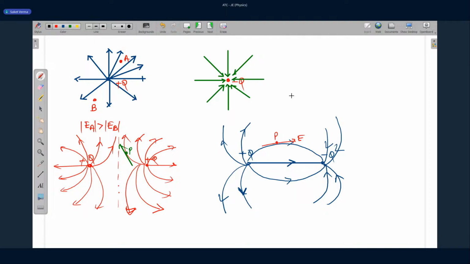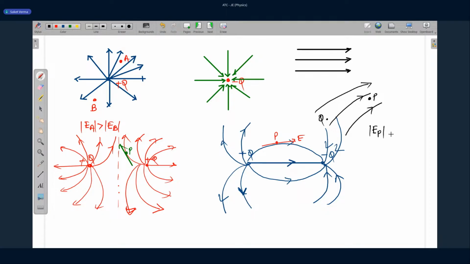Now the electric field lines can be parallel also, like this. And the electric field lines can be in this form also, that here it is more dense in this region. It is more dense at point P, and at point Q, if I am asking, then the electric field at point P is again greater than the electric field at point Q, because the density of electric field lines is more near point P than Q. So these are the different properties of electric field lines.